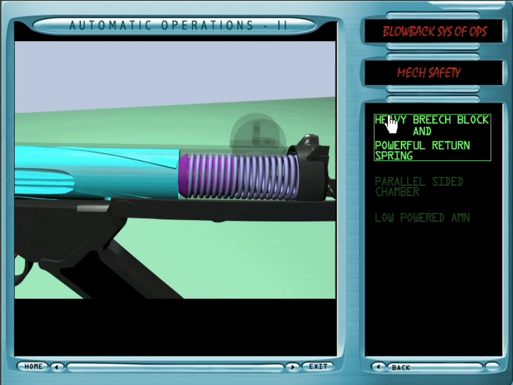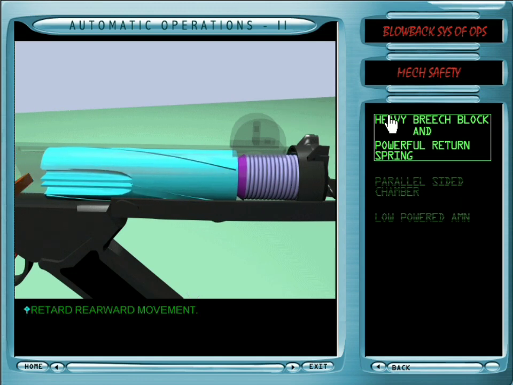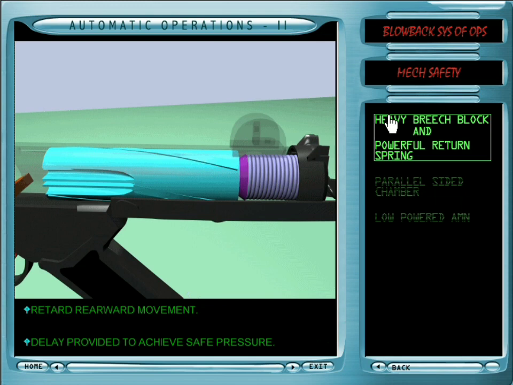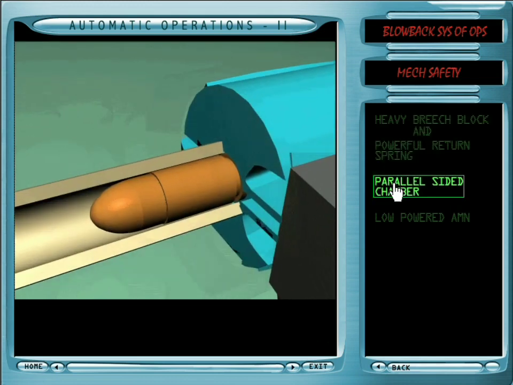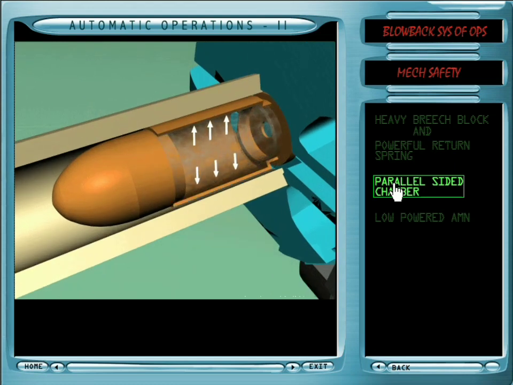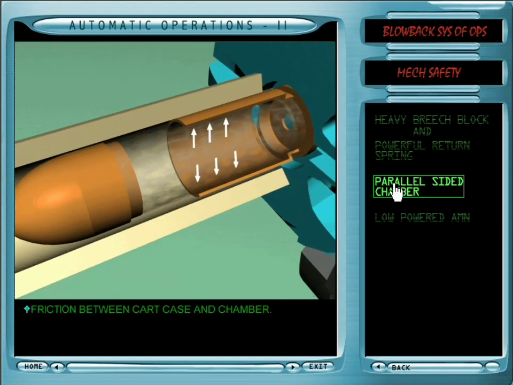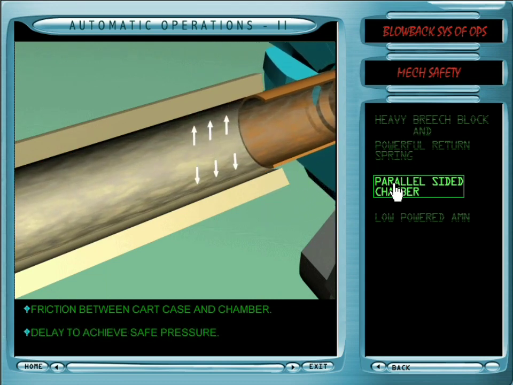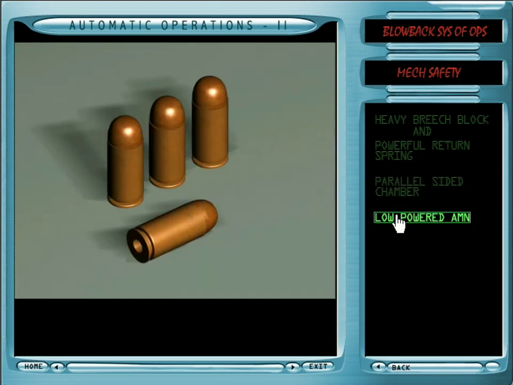The heavy breech block and powerful return spring retard the rearward move of the spent case and the breech block, thus providing the delay to ensure safe pressure is achieved in the barrel. The parallel-sided cartridge case and chamber increase the friction during extraction and in turn provide the delay to achieve safe pressure. Low-powered ammunition. The low-powered ammunition ensures minimum rearward thrust, thus providing mechanical safety.